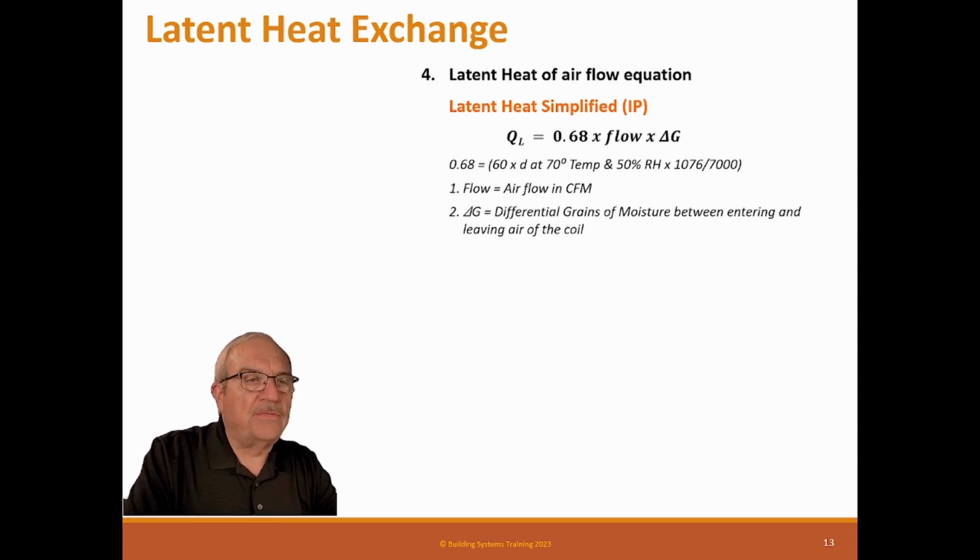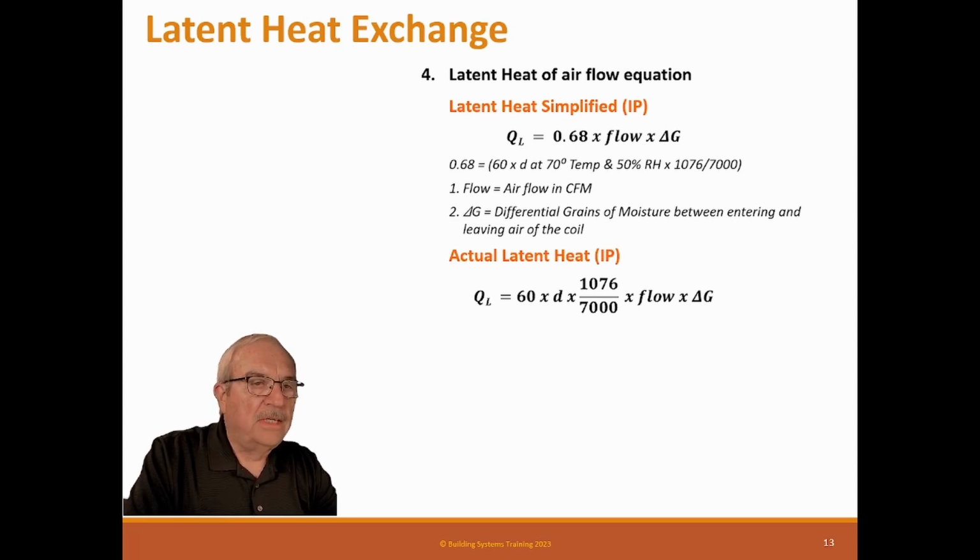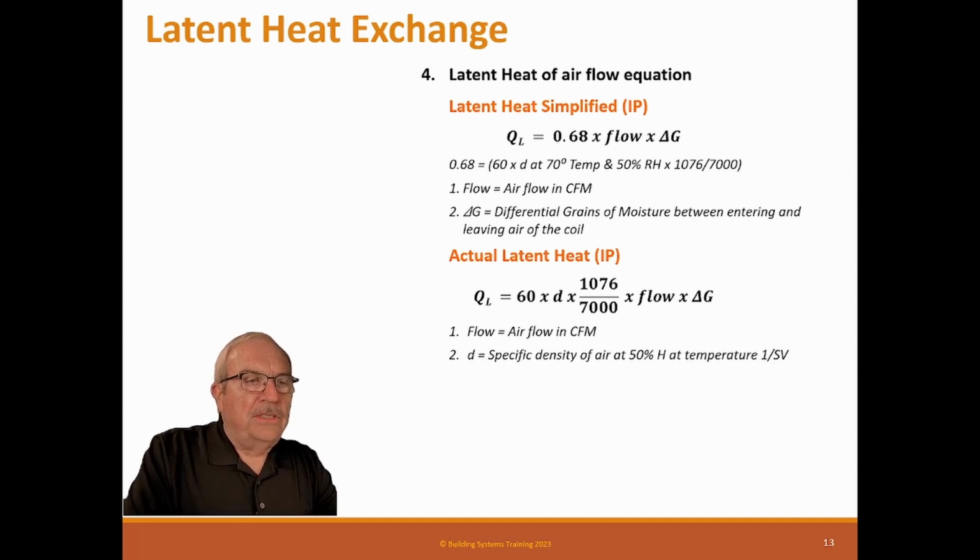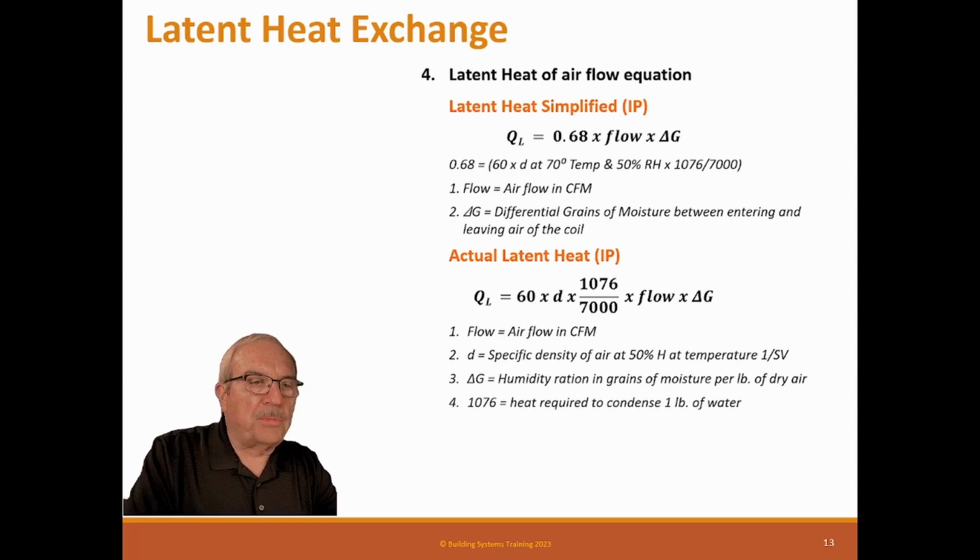So flow is in CFM, delta grains is in grains. The actual equation is 60 times density, or 1 over specific volume, times 1076 divided by 7,000, times flow times delta grains. D is the specific density at 50%, or 1 over specific volume, and delta G is the humidity ratio in grains of moisture per pound of dry air. 1076 is the heat required to condense 1 pound of water. 60 minutes is 1 hour for unit conversion.